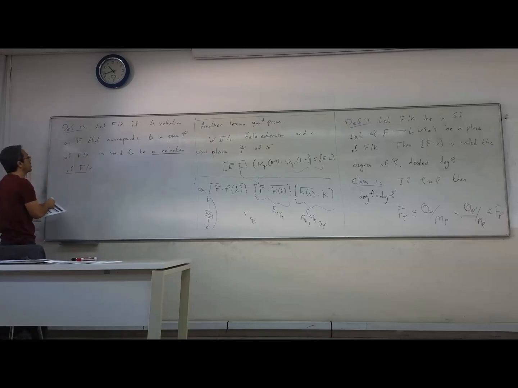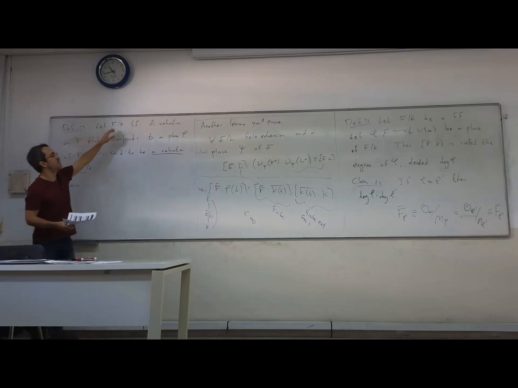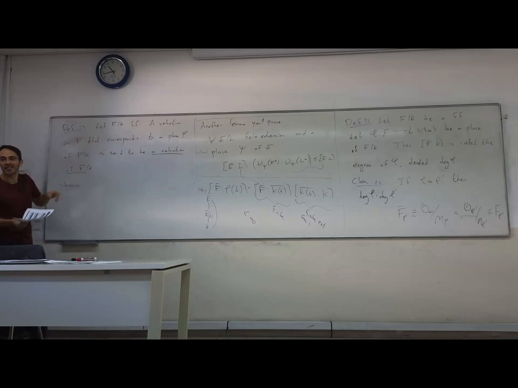So can you tell me, in terms of valuation, when is a valuation of f a valuation of f over k? Namely, I want to express in terms of valuation the fact that it's trivial on k and non-trivial on f.